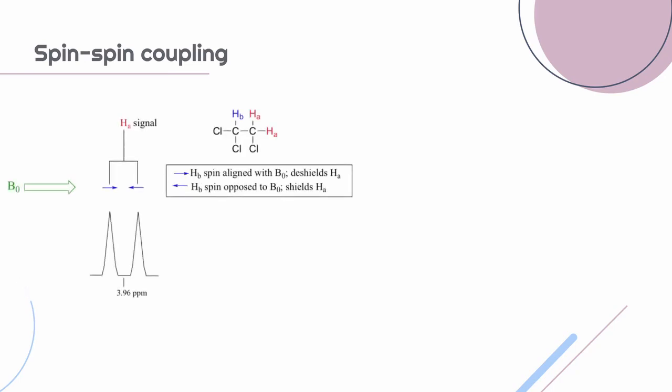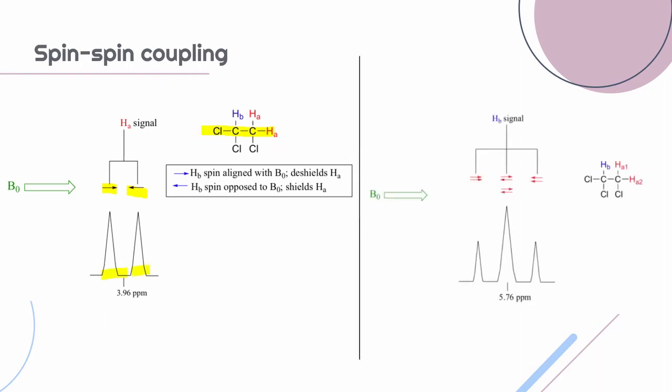Now let's consider proton A of this molecule. Proton A can interact with two possible orientations of proton B, and hence we see two peaks in the spectrum. Now we consider proton B. You can see all possible orientations of proton A1 and proton A2. So proton B interacts with all of these possible orientations to produce three peaks in the spectrum, with the center peak having the greatest intensity. And that is because two of those orientations have the same energy.